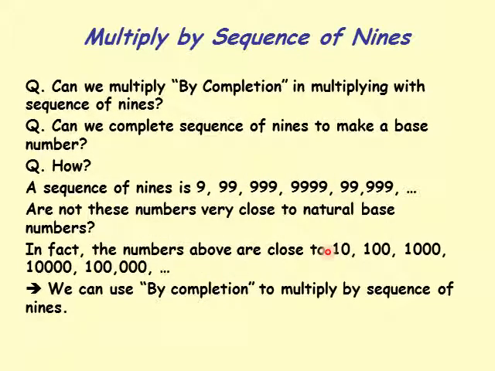In fact, the numbers above are close to these base numbers. 9 is close to 10, 99 to 100, 999 to 1000, 9,999 to 10,000, and 99,999 to 100,000. So we can complete a base number using the multipliers, which are sequences of nines. So we can use completion to multiply by a sequence of nines. Let's continue.